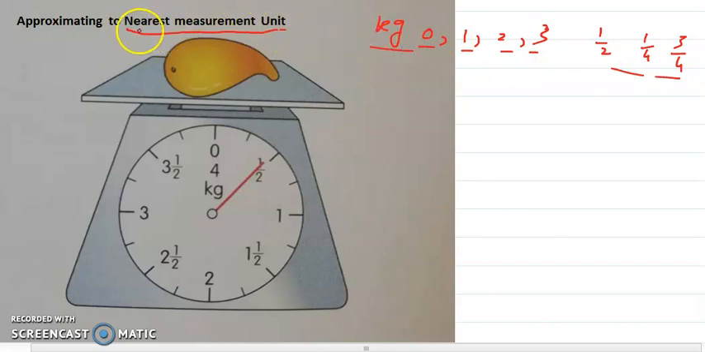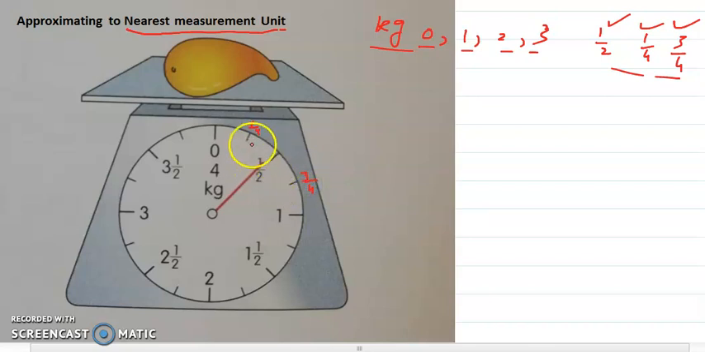But when we have to round to the nearest measurement unit, then we can take these numbers into consideration as well, and we will write the value to whatever the nearest point is. For example, in this picture you can see a mass scale. A mango is on the mass scale, and the pointer of the mass scale is pointing almost to half kg. Before that, this point is quarter kg, this is half kg, and this one is 3/4.